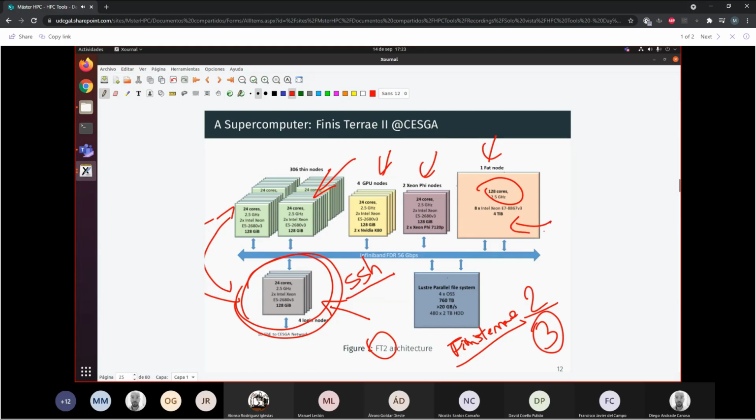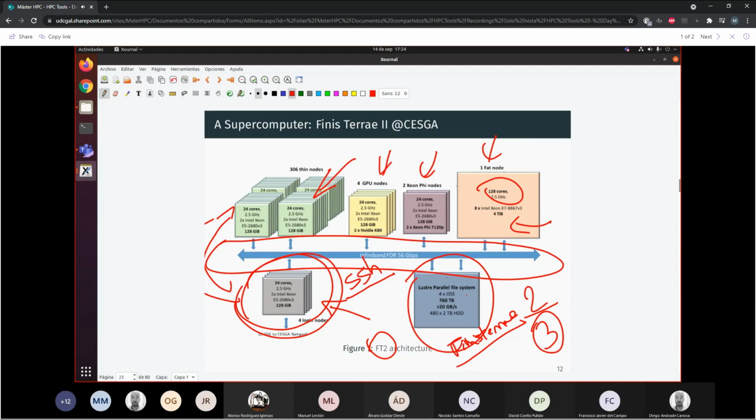Okay, so we believe that this was a good subject to introduce this idea because you are going to use this facility a lot in the master, okay, so it's good that you know which is the structure. This is the internal structure of one of these thin nodes. Wow, it's blinking. I don't know why.